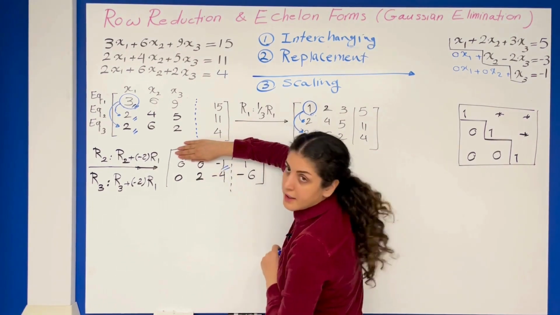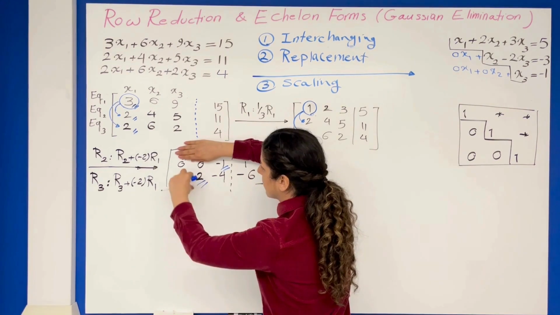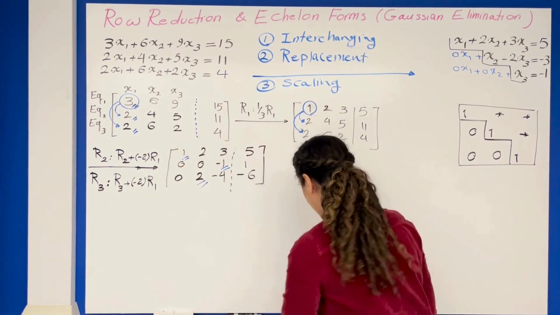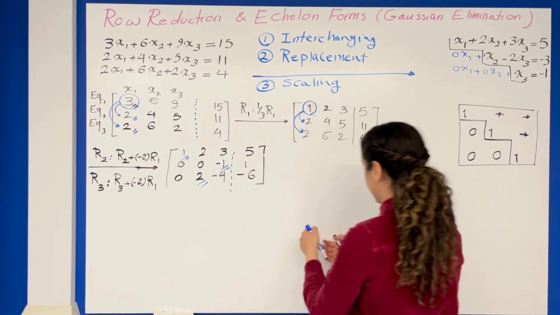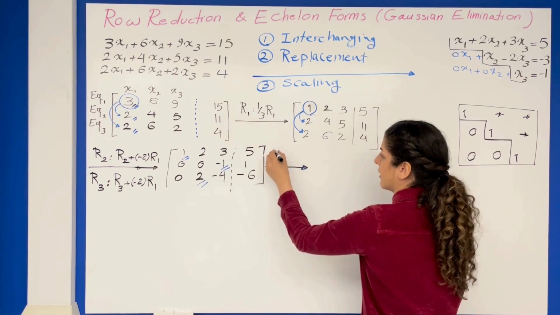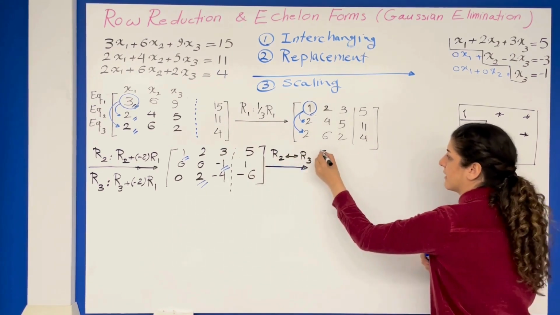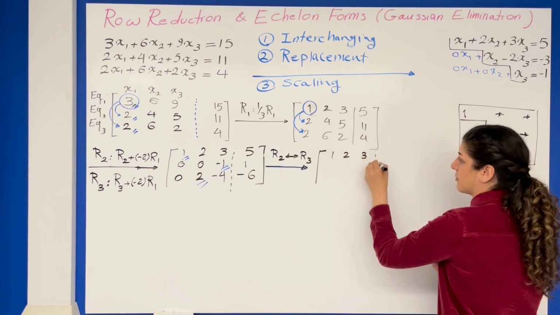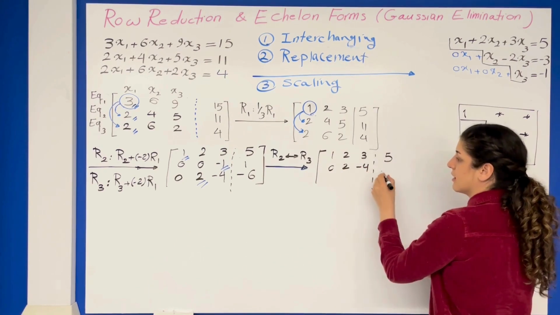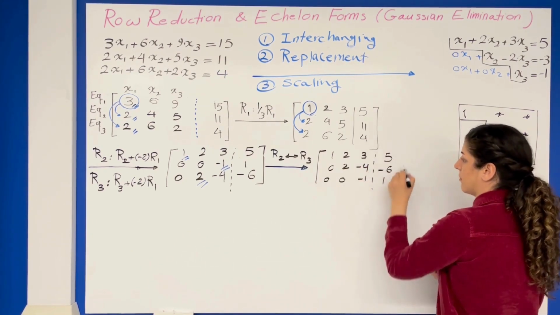this is the leading term for row 2. This is the leading entry for row 2. I'm going to bring this up. I'm going to swap the place of these two rows. So I'm going to replace row 2 with row 3. So I'm not changing row 1. And then 0, 2, minus 4, minus 6, and then 0, 0, negative 1, 1. All right.